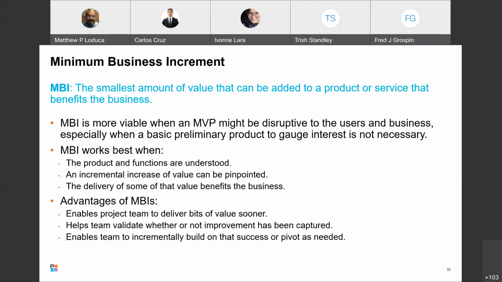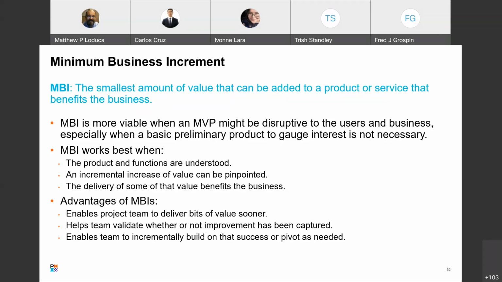I don't know when an MVP might be disruptive to the users in business, but I don't really know where to go on that. So it enables the project team to deliver bits of value sooner, but I guess I would question whether it's actually valuable, but that's what they're having here, so probably think of it that way. Helps teams validate whether or not improvement has been captured, enables teams to incrementally build on that success or pivot as needed. So essentially, this is smaller increments than the MVP increment. Once you've got that MVP out there, everything really is kind of an MBI after that, but you guys can take what you want from this one.